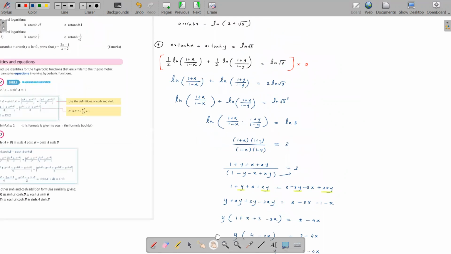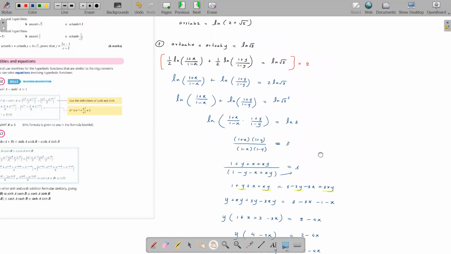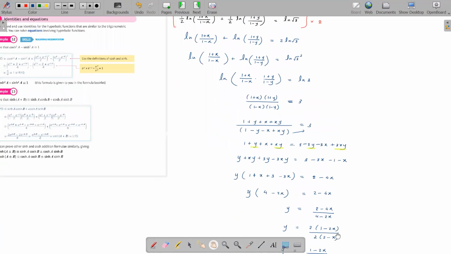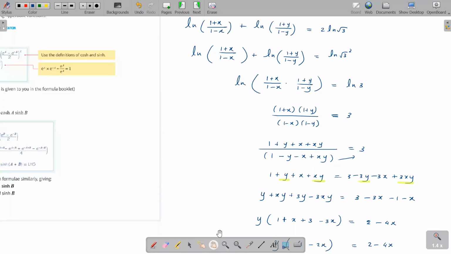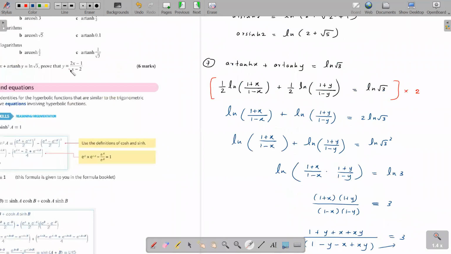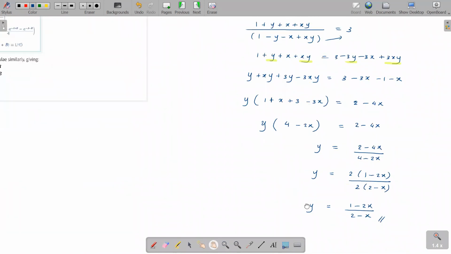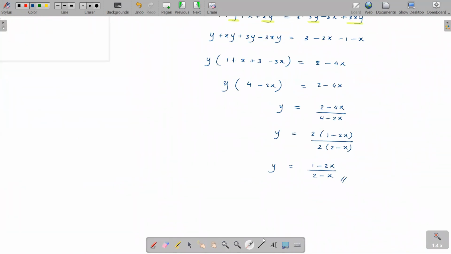So I've shown this, right? Now you can see that the answer we were asked to show is 2x minus 1 over x minus 2. But I got it almost, right? I have 1 minus 2x over 2 minus x.